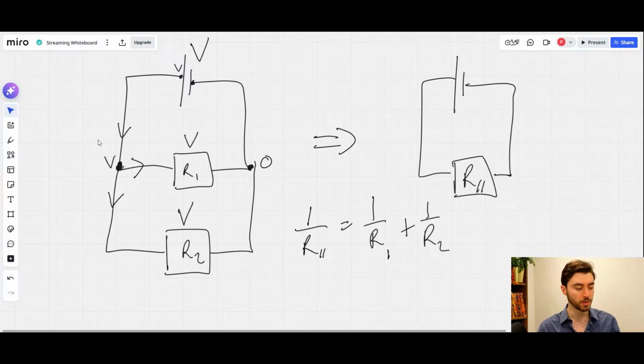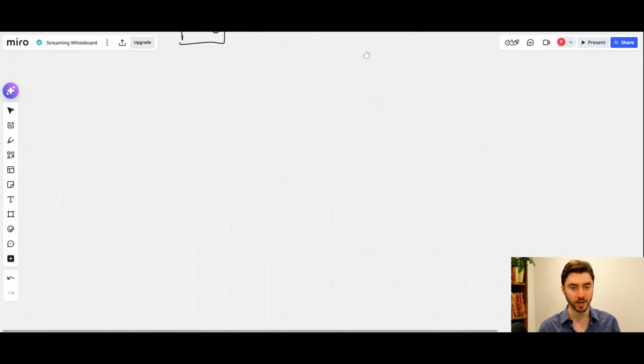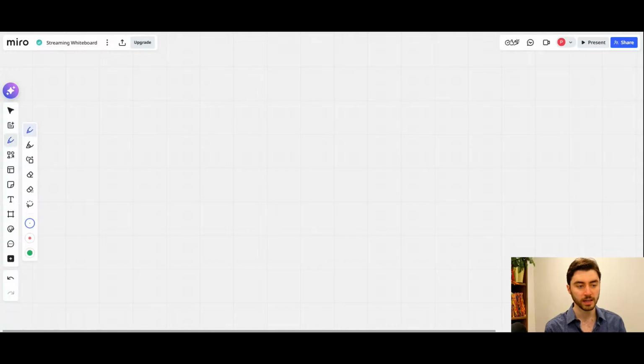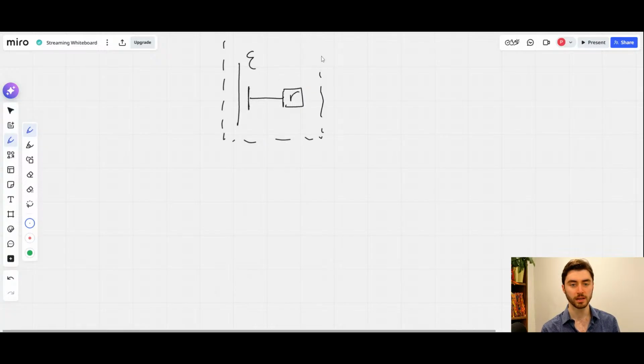All right, so I think there's one more thing I need to talk about before we can start having fun, which is the idea of EMF and internal resistance. So normally, a cell is considered to have an EMF E, but it also has an internal resistance, little r, that cannot be separated from the cell. So this entire thing becomes the cell, and we have an external resistor of big R.